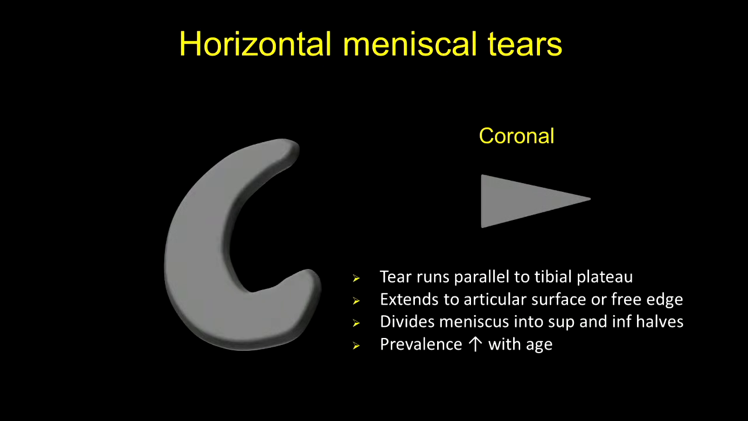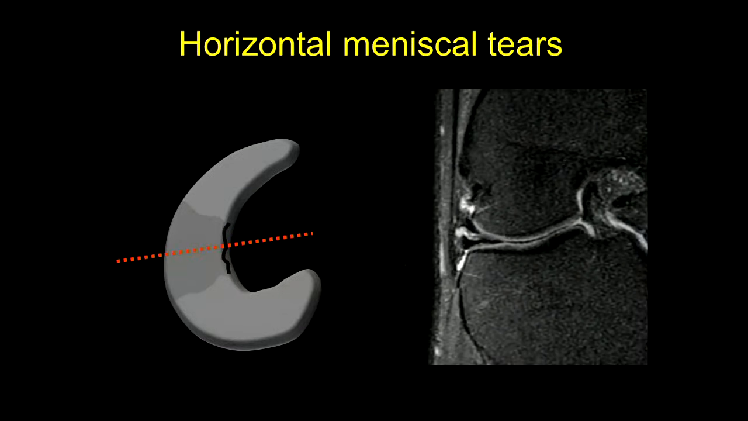If we look at the horizontal meniscal tears, as I said, the tear runs parallel to the tibial plateau and extends either to an articular surface or the free edge of the meniscus, essentially dividing the meniscus into superior and inferior halves. These are often degenerative in nature, and the prevalence of these increases with age. We'll see linear signal extending to the free edge in this example, and this may or may not be associated with a parameniscal cyst. Here we see an example where you can clearly see that there's signal intensity extending to the superior articular surface in the body of the lateral meniscus with a small associated parameniscal cyst.